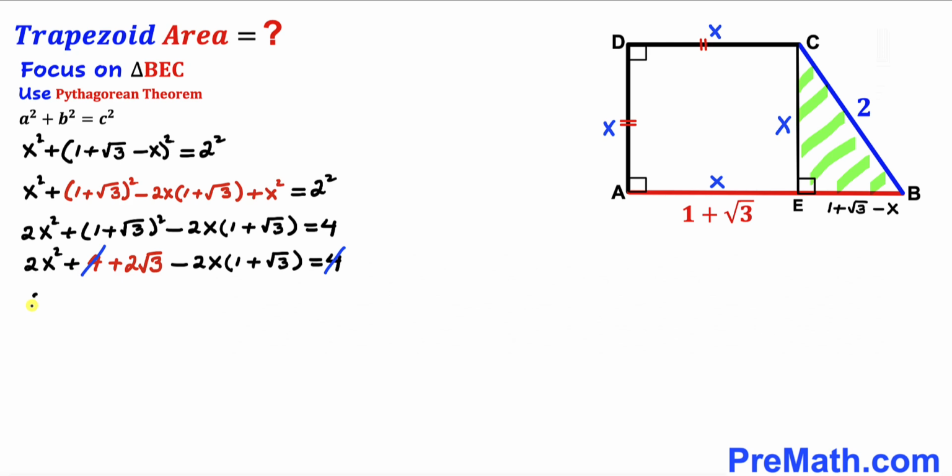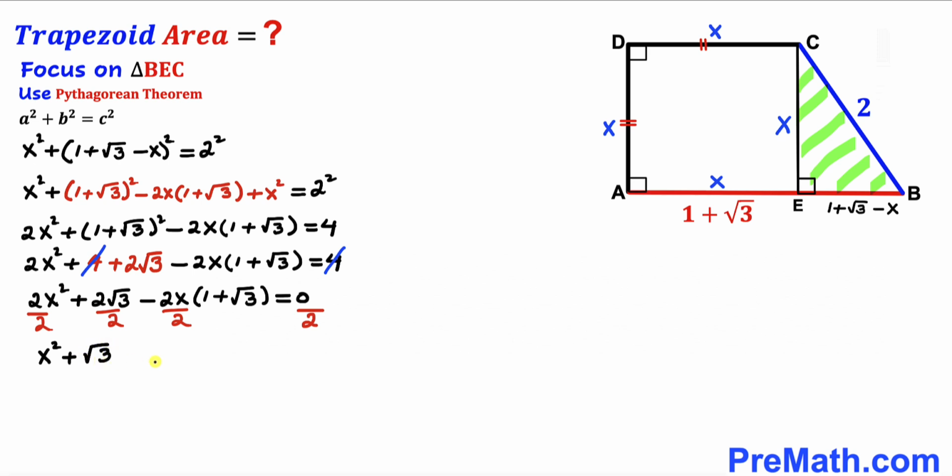So therefore we end up with 2x square plus 2 times square root of 3 minus 2 times x times (1 plus square root of 3) equal to 0. We can see all these terms are divisible by 2 across the board. So I divided each and every term by 2. Therefore we are going to get x square plus square root of 3 minus x times (1 plus square root of 3) equals 0.